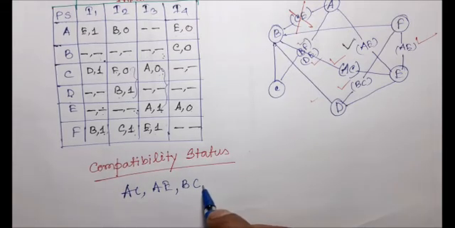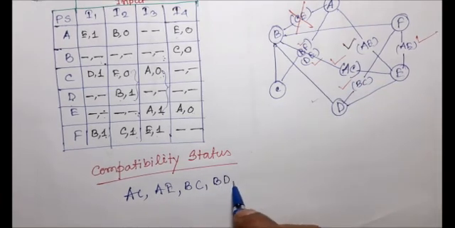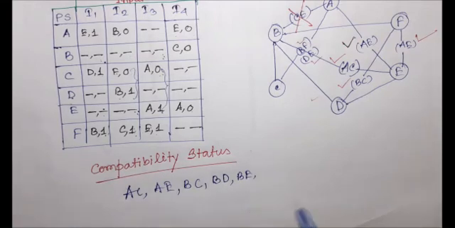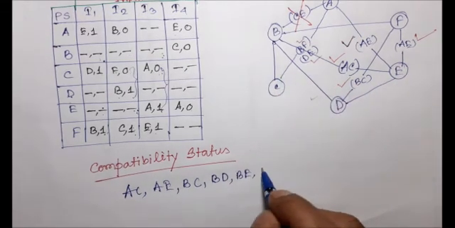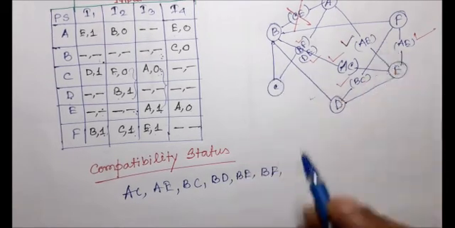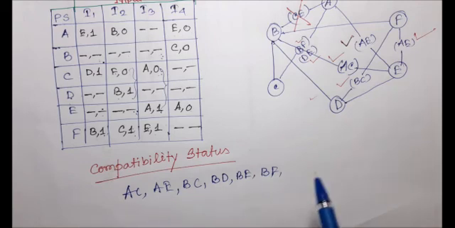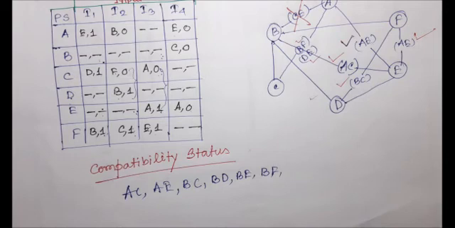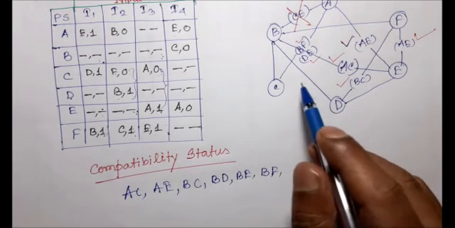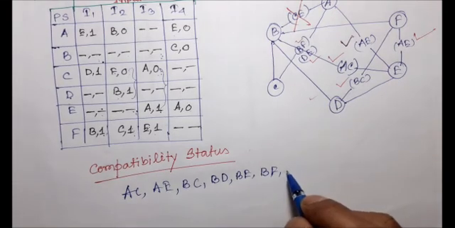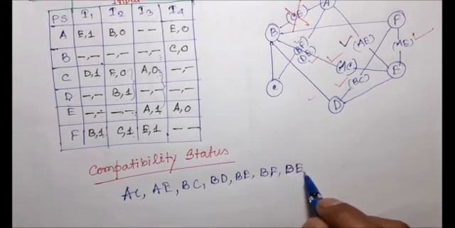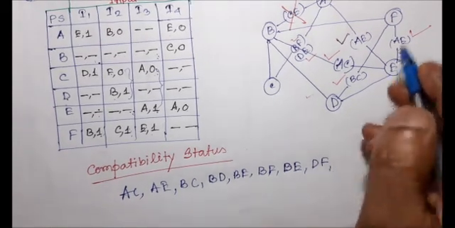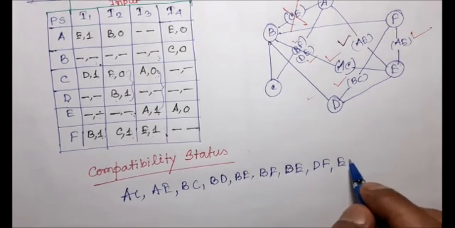So, BC, then BD, then BE, BE also possible, then BF, BF is also possible. So, B is complete. Now consider C, C already I have written, CB is already written, CE is not possible, CD is not possible, CF is not possible, C is complete. Okay, now consider D, DE is a compatible pair. So, write DE and then DF also, and EF also, right. So, that is the compatible status of this graph, compatible pair.